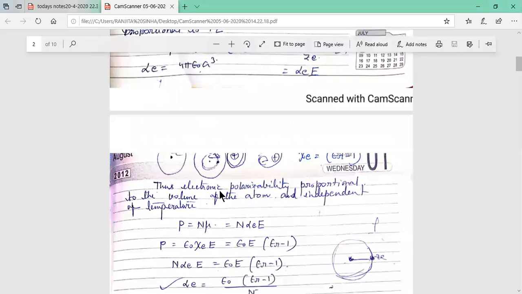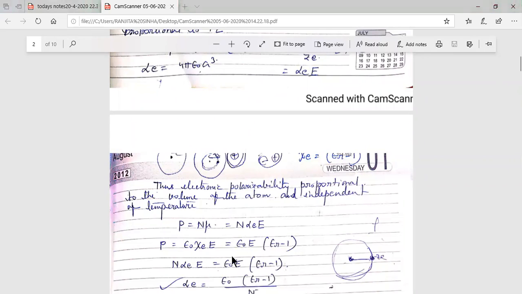Also very important here, the electronic polarizability is proportional to the volume of the atom, and it is independent of temperature. As the expression shows, alpha equals 4 pi epsilon 0 a cube, and a cube is the volume of the atom. So we can say that electronic polarizability is proportional to the volume of the atom, and it is independent of temperature. And here this expression, P equal to n mu.